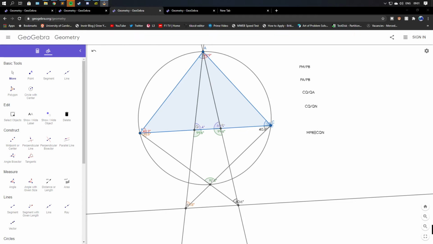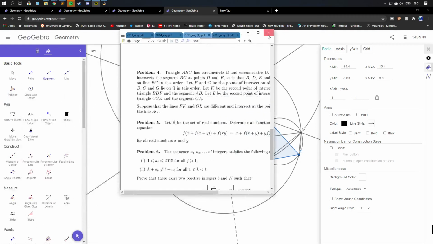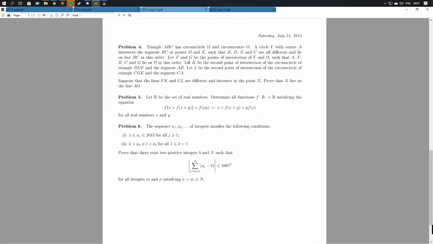Right, let's check how much time we have. Okay, cool. We have time for one last problem. So this last problem is the 2015 problem 4, which is a really long one, but not a long problem. It's just a long statement. The actual problem's not that long.